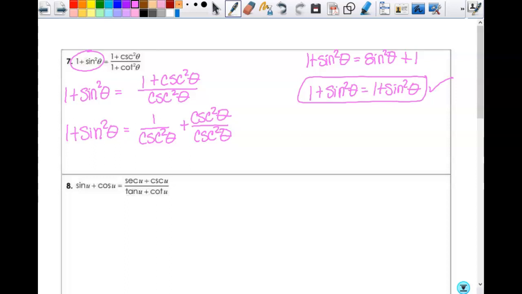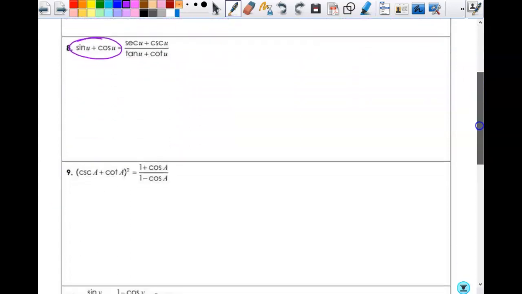Nothing? All right. Which side looks more complicated on number 8? The right. I agree with that one too. Okay, so I already have a combined fraction. I don't know that splitting it would really help me at all. I don't have anything Pythagorean in there that I can substitute. So I'm thinking my reciprocals and quotients are my only option, plus this is sine and cosine, so turning these all into some version of sine and cosine would probably be the most helpful.